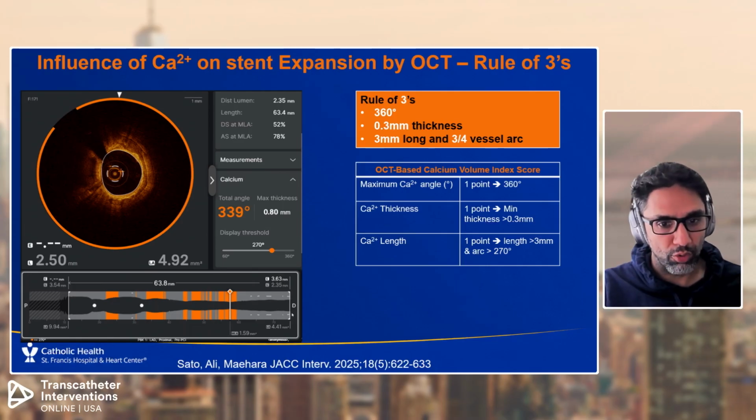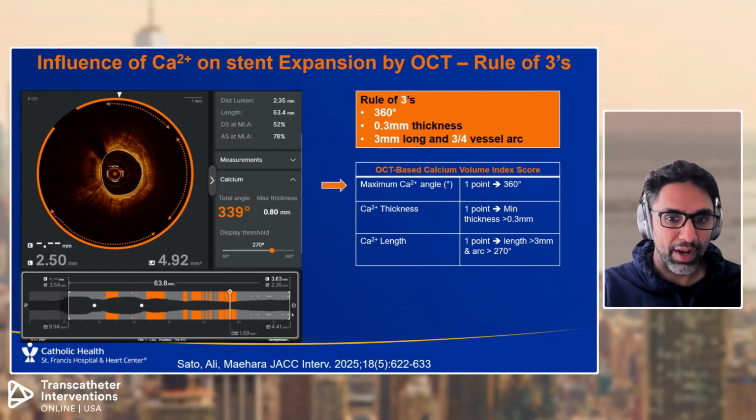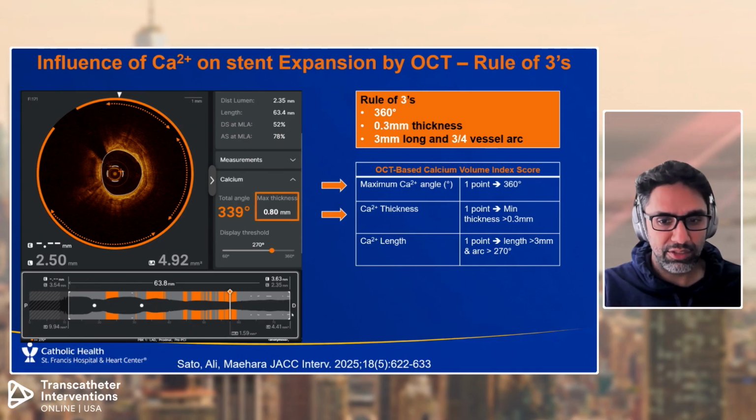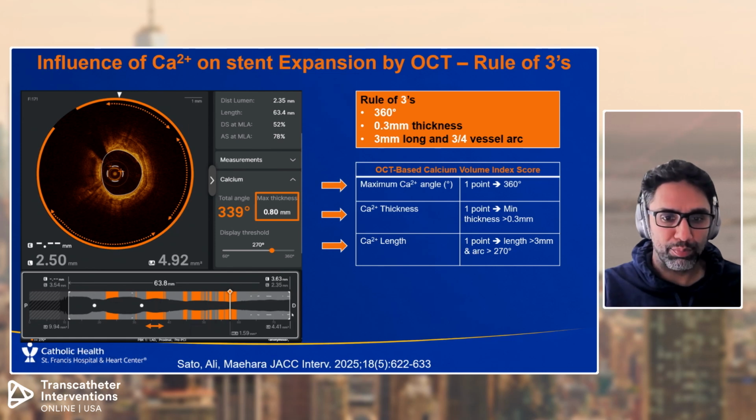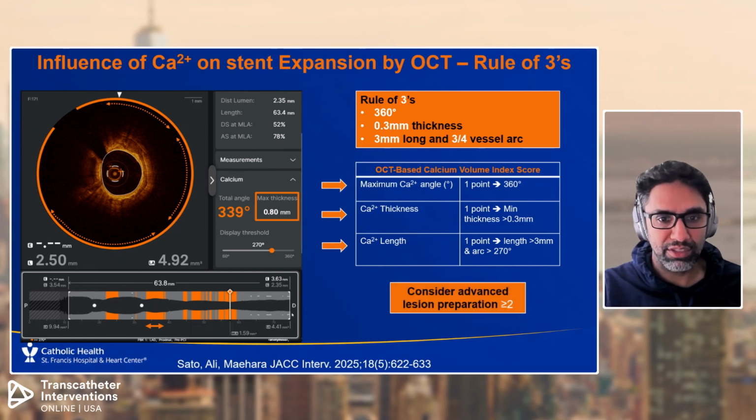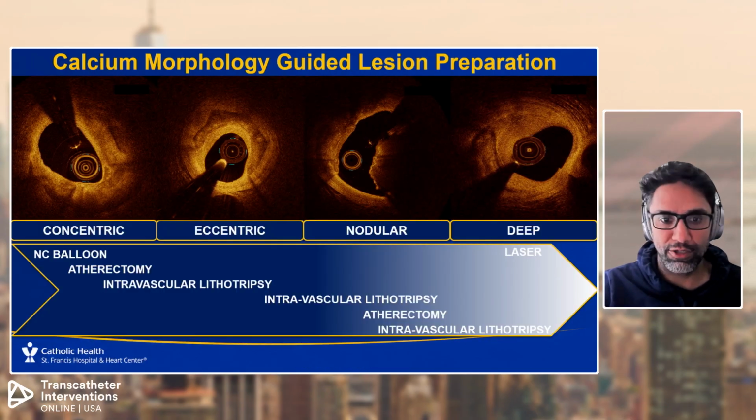And this is also the case for OCT. So when we look at OCT, we see that when the arc is 360 degrees, when the minimum calcium thickness is greater than 0.3 millimeters, and when the calcium length is 3 millimeters and the arc is 3/4 of the vessel, then we end up with predictors for stent under expansion. And we like to call this the rule of threes because it's 360 degrees, minimum thickness of 0.3 millimeters, 3 millimeters long, with 3/4 of the vessel arc. And if you have more than two of these together, these again predict stent under expansion.